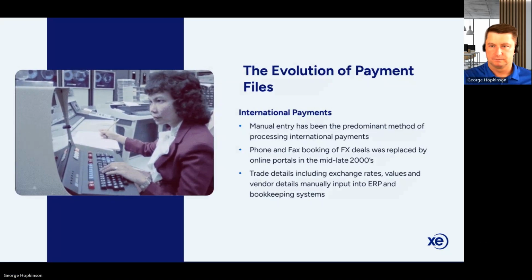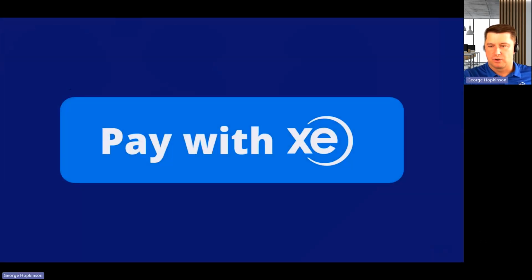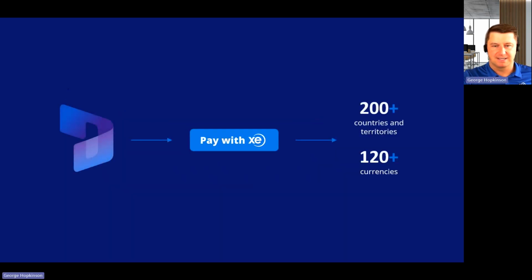So, what if there's a better way? That's where at XE, we've gone and built this ISV, which isn't a data transfer tool. What we've gone and done is put Pay with XE straight within Microsoft Dynamics Finance and Operations. This means from your accounts payable payment journals, you're able to pay to 200 plus countries and territories in over 120 currencies.